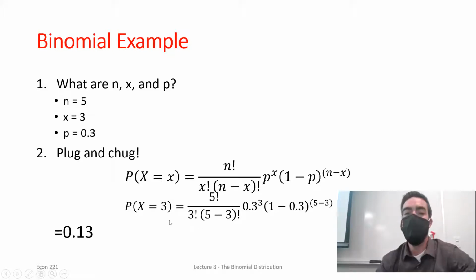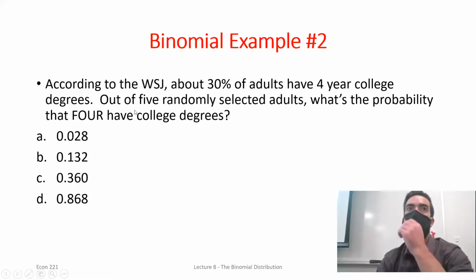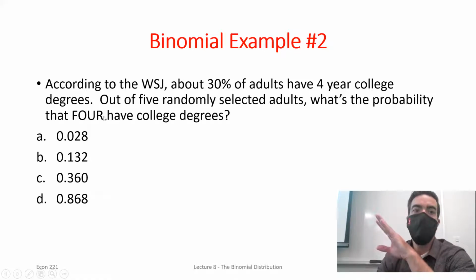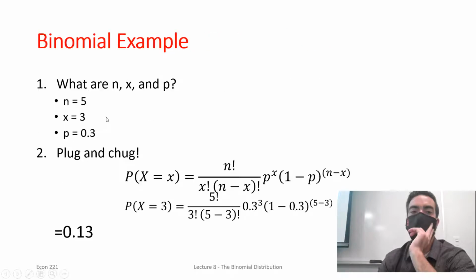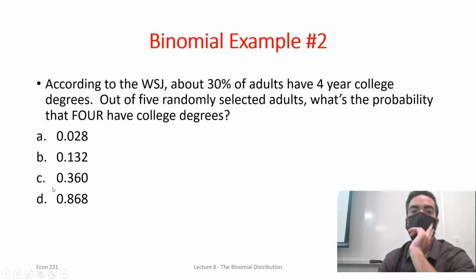Okay? So if the probability that I see 3 out of these 5 have a college degree is 0.13, let's say I change that, and now I want to find the probability that exactly 4 people have a degree. If I found the probability that 3 have a degree is 0.13, which of these do I know has to be the correct answer? Remember, what was the expected number of people? 1.5. So if I found that the probability that 3 have a degree is 0.13, which of these has to be the probability that 4 have a degree? D?